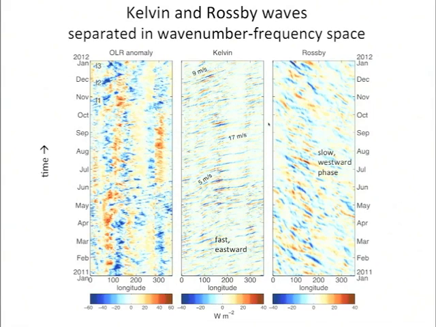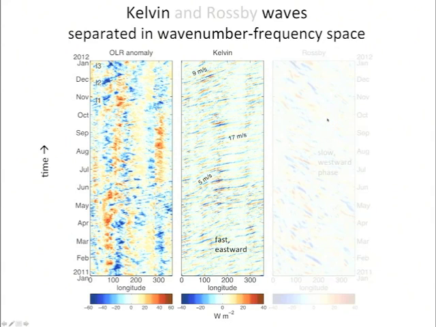One of the things I did is take these time series of OLR anomalies. This is the full OLR anomaly on the left, and I1, I2, and I3 stand for Indian Ocean 1, Indian Ocean 2, Indian Ocean 3. Those are the MJO1, MJO2, and MJO3. I spectrally filtered them to capture eastward propagating Kelvin waves, which is in the central panel, and westward propagating Rossby waves. I'm going to talk about the eastward propagating Kelvin waves only.